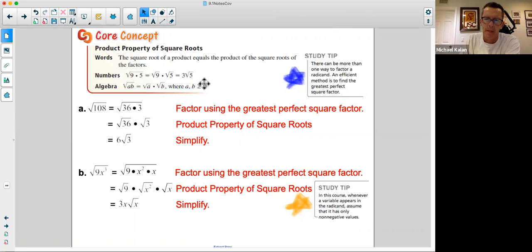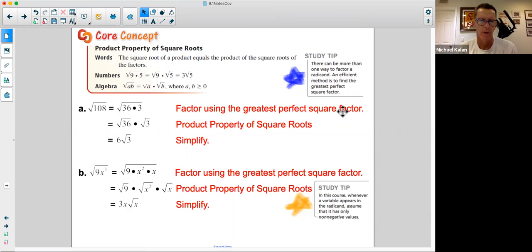Now, what you're going to see when we get down into these problems is there's different ways to do this. So if you look at the study tip on the right, where it says there can be more than one way to factor a radicand. An efficient method, probably the most efficient method, is to find the greatest perfect square factor. So if you look at the square, what does that mean?